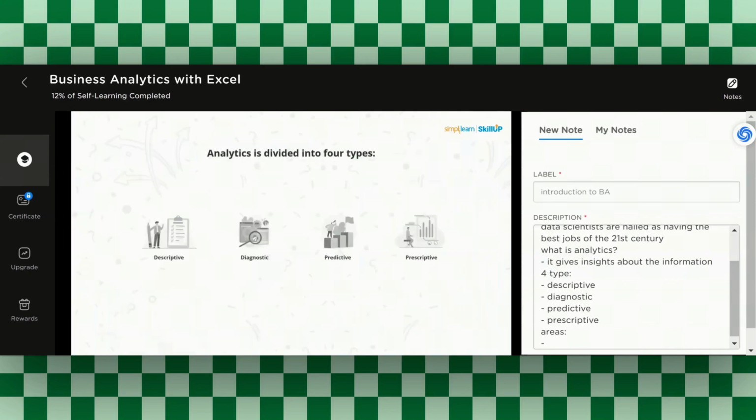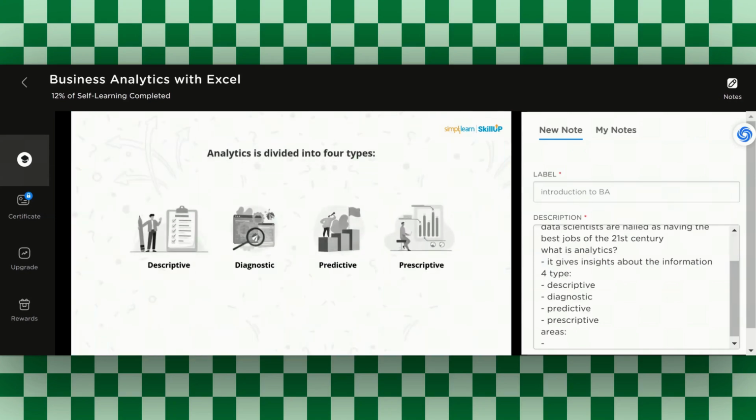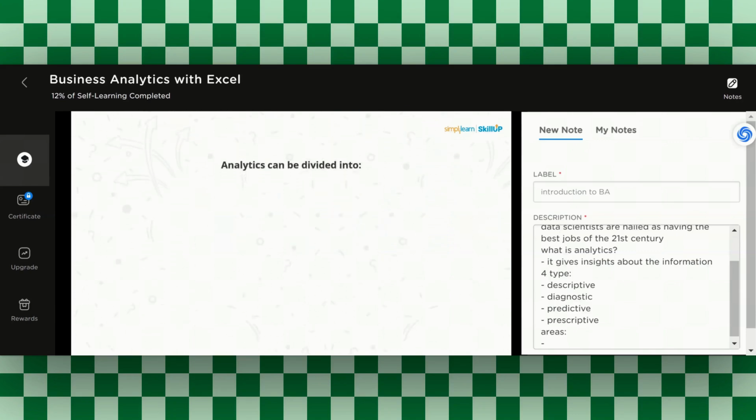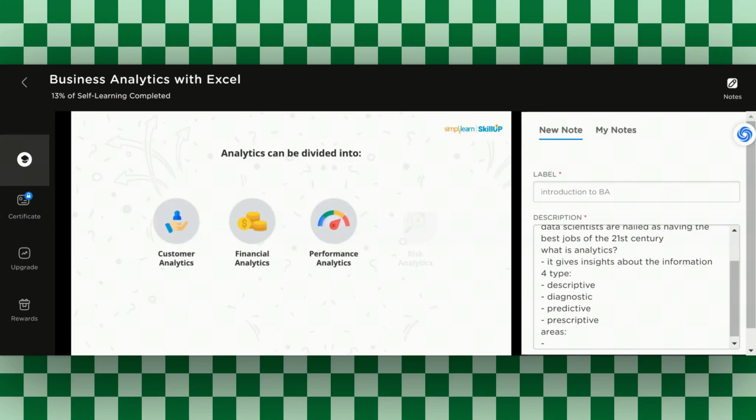He understood that analytics has been divided into 4 different types, namely, descriptive, which explains what has happened; diagnostic, which identifies why it happened; predictive, which determines what could happen; and prescriptive, which talks about what should happen. Michael also learned that business analytics can be divided into several types, such as customer analytics, financial analytics, performance analytics, and risk analytics.